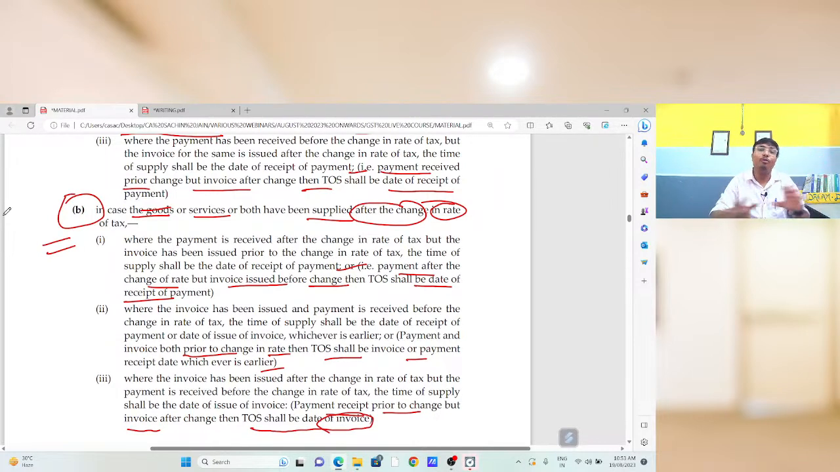The purpose of this live course is to clear the concepts, to provide the basics till the advanced level of GST to all of you. Okay, that is the basic. That is the purpose of this live course.